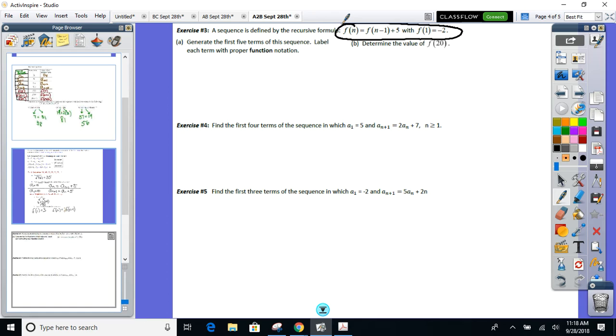I'm not going to say much about it. It comes in 2 parts, same thing we've just talked about. Can you guys generate the first 5 terms of this sequence, given that recursive formula? Well, the first one's easy. I gave it to you. What's the first term of the sequence? -2. So f of 1 equals -2.